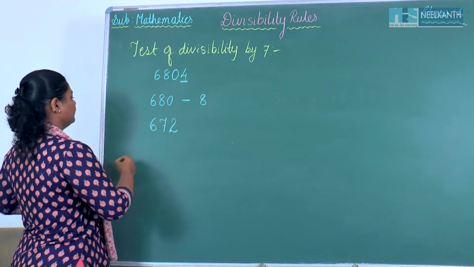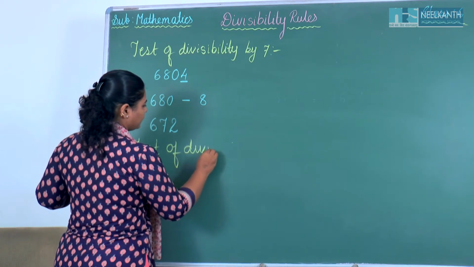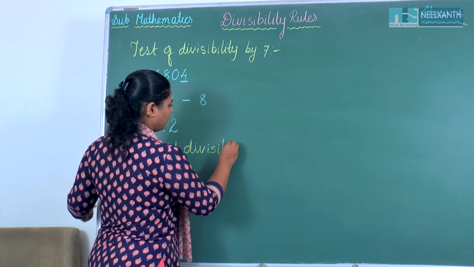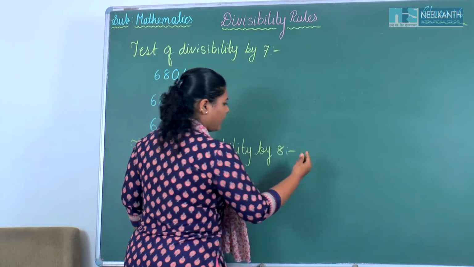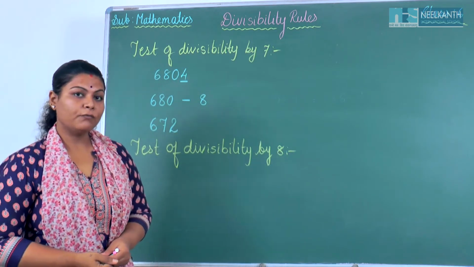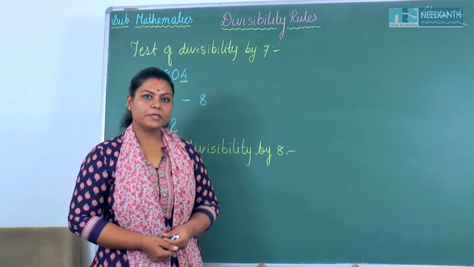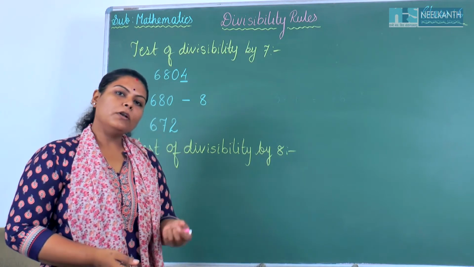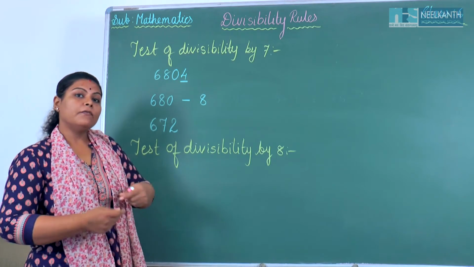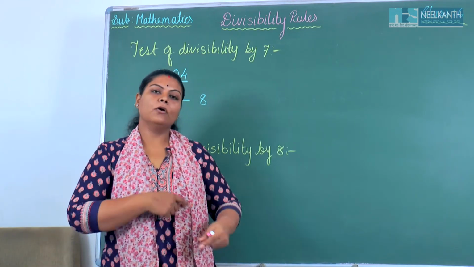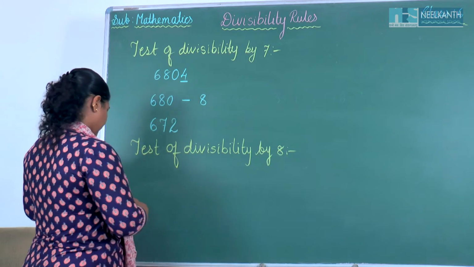Now test of divisibility by 8. As we have learned in the divisibility rule of 4, at that time we learned that if the last two digits of the given number are divisible by 4, then the whole number is divisible by 4. In the same way in the divisibility rule of 8, if the last 3 digits are divisible by 8, then the whole number is also divisible by 8, right? Now divisibility test of 9.